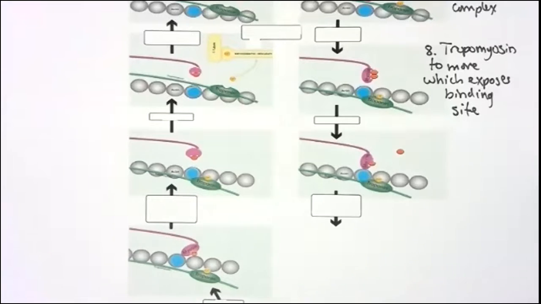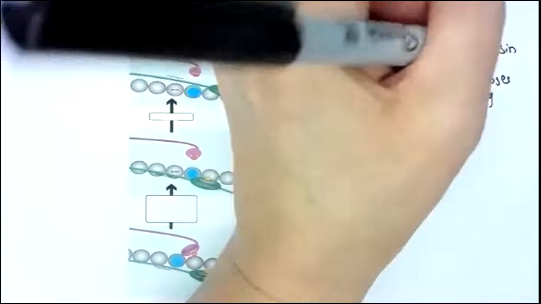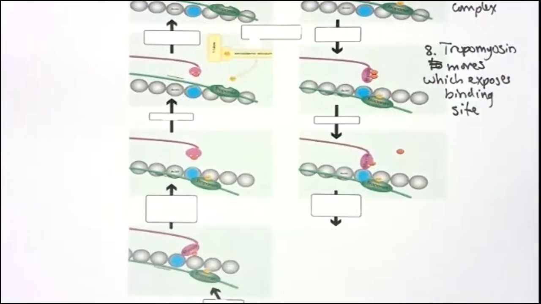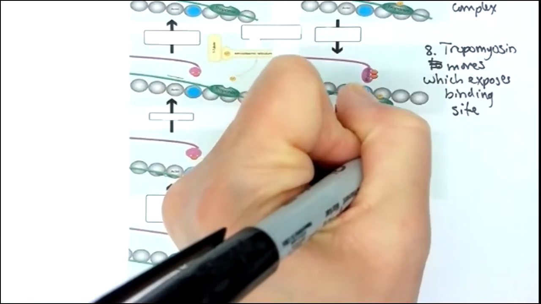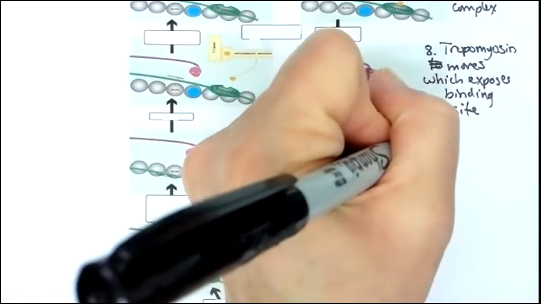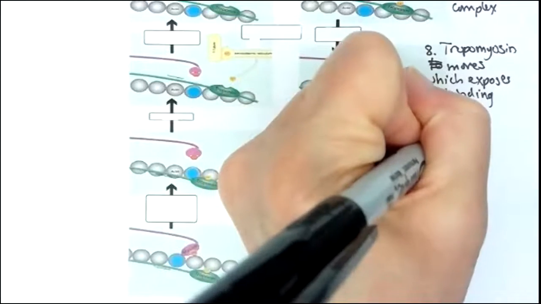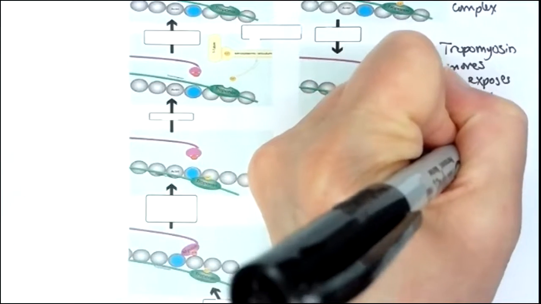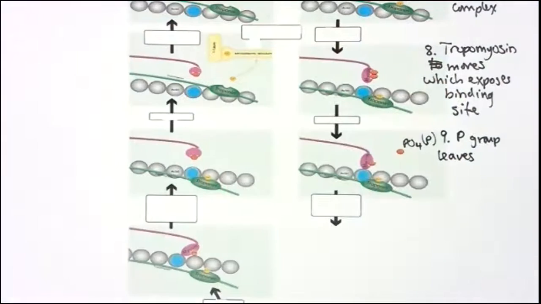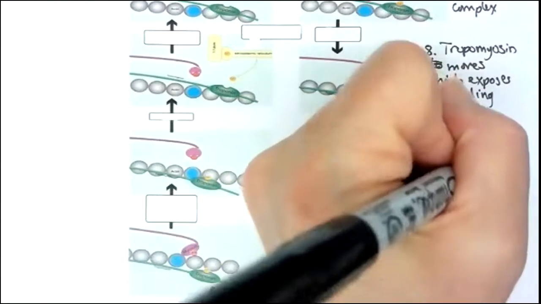We left off with steps 7 and 8, where calcium binds to the troponin complex, and that causes the tropomyosin to move, which exposes the binding site. So once that binding site is exposed, the phosphate group, PO4, or just a P, leaves, and this causes the myosin and actin to bind.